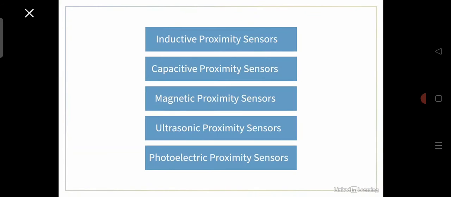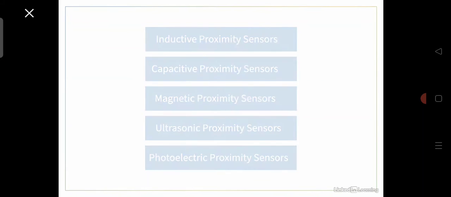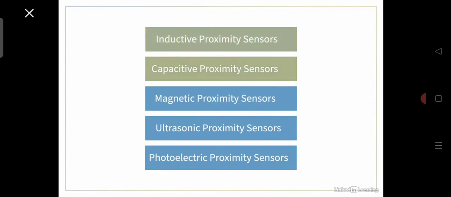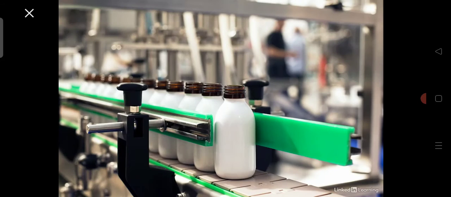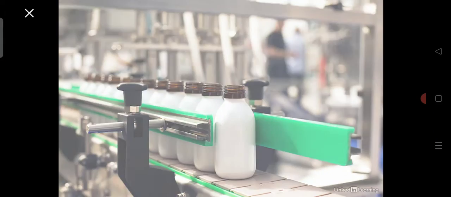There are different types of proximity sensors. Here are some of the common ones: inductive, capacitive, magnetic, ultrasonic, and photoelectric proximity sensors. Proximity sensors provide a high-speed response, so they are used when rapid response and high switching rates are required, such as in counting or ejecting control applications.